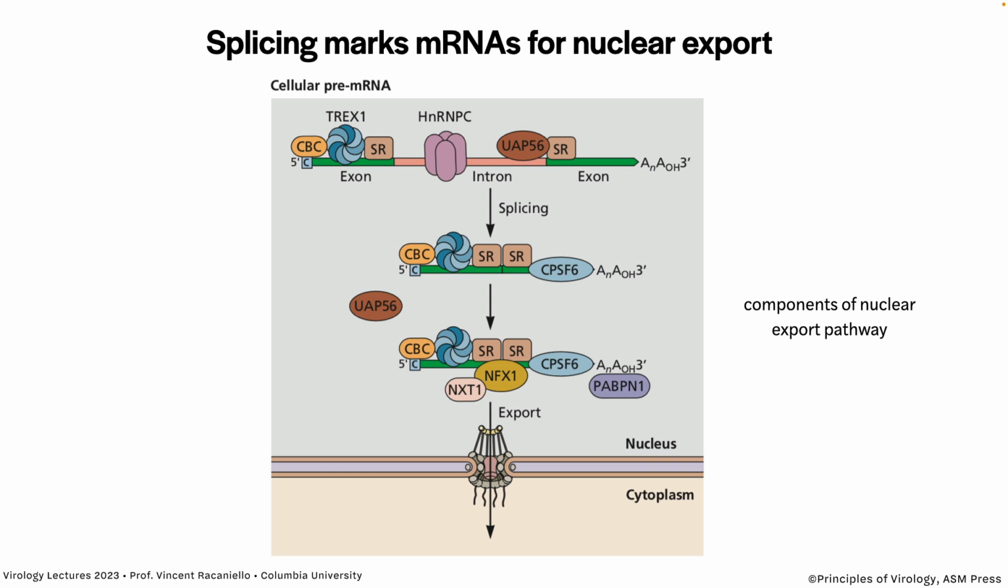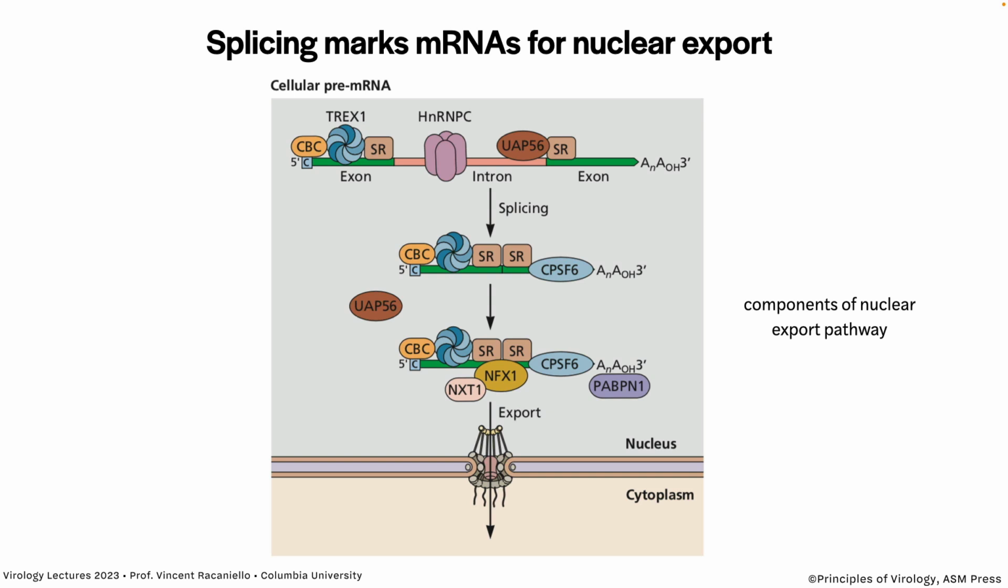The things that are in the nucleus, to get out, have to be brought out by a nuclear export machinery or a nuclear export pathway, where we have in the nuclear membrane a series of pores, and there's a whole machinery that will carry things through the pores. They don't just diffuse through. And all these proteins on this slide with funny names like NXT1 and UAP56 and so forth, these are part of the nuclear export machinery.